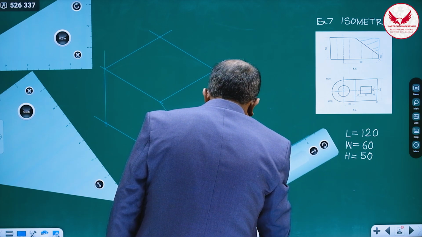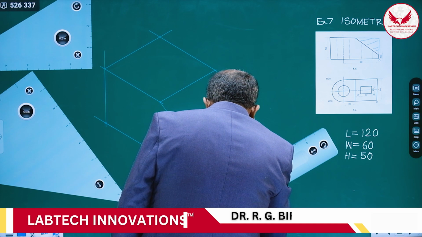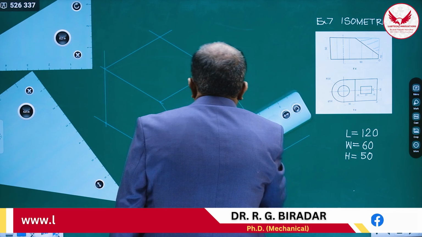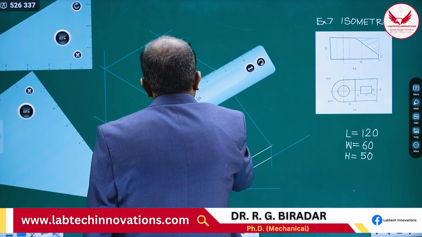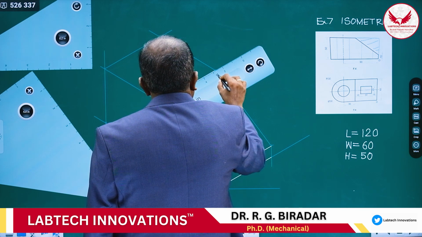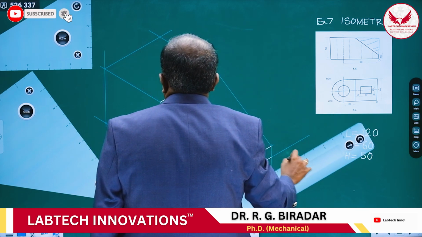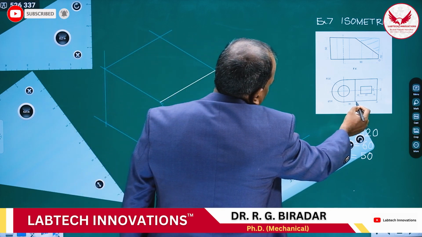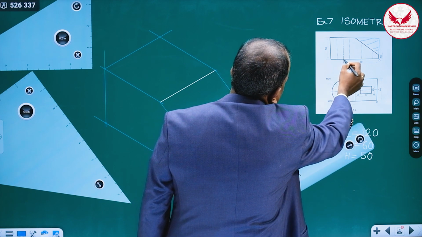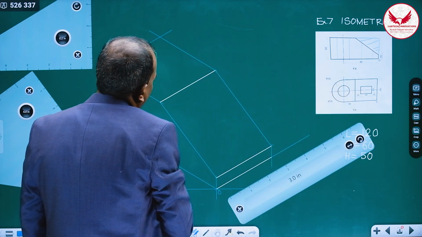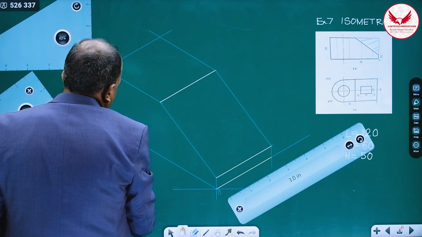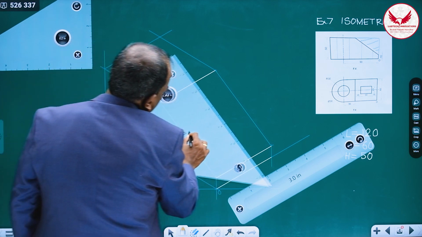It is 60. It is also 60. And here also we have to mark 60. Correct. And if you see in the top view, up to this, after this 60 also, again 30, this line is straight, this line is straight, and this is the semi-cylindrical portion. So we can mark these lines, or first I'll make these two lines dark.